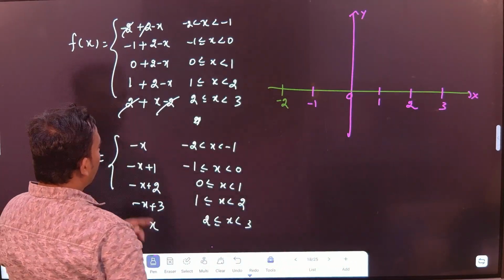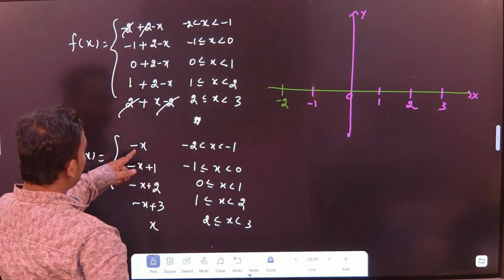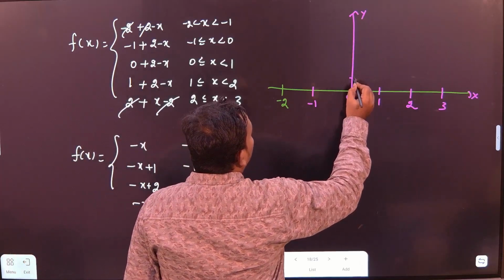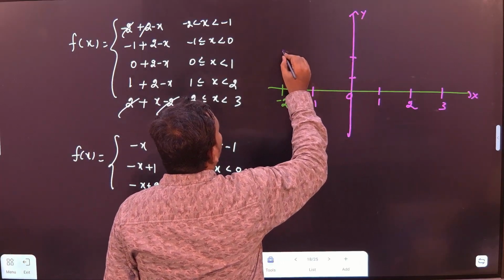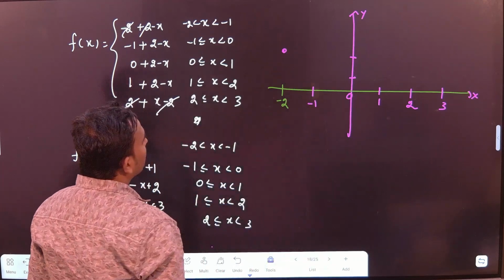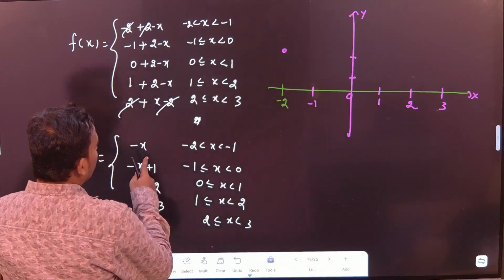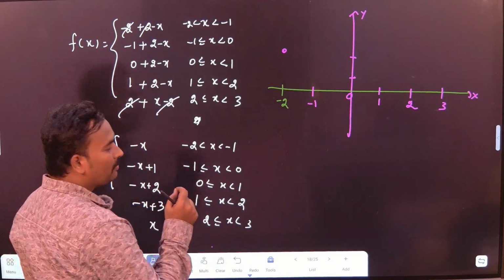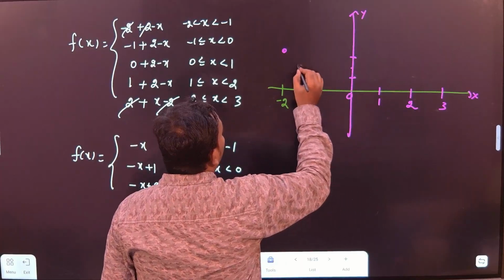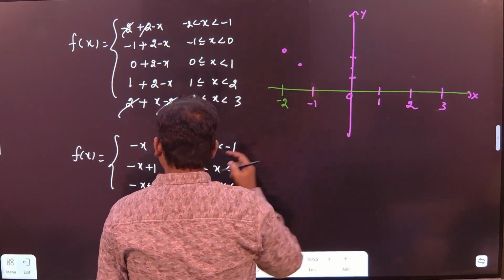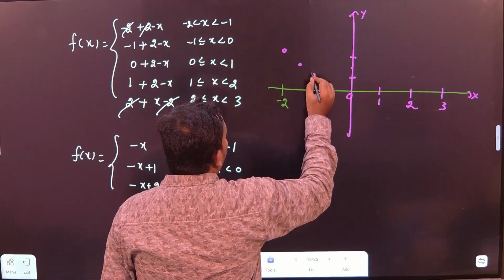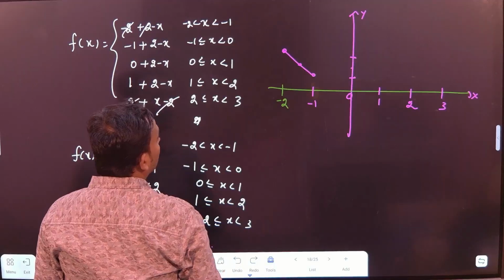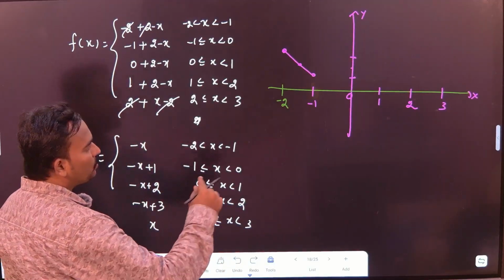First, substitute minus 2 here. Minus 2 gives plus 2, right? Here 1, here 2. So this graph point is not included. Then when you take minus 1.5, that means plus 1.5. If you take minus 1, it's plus 1. So the graph is like this. It is not included.